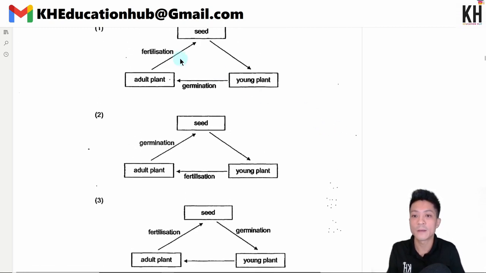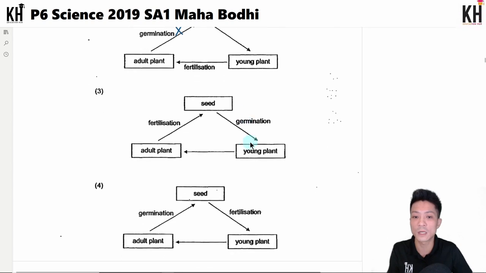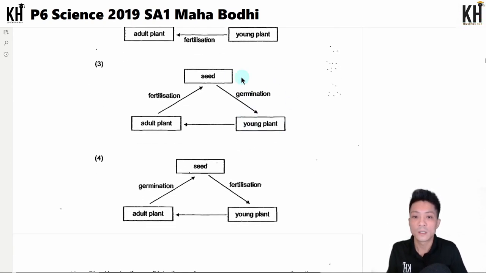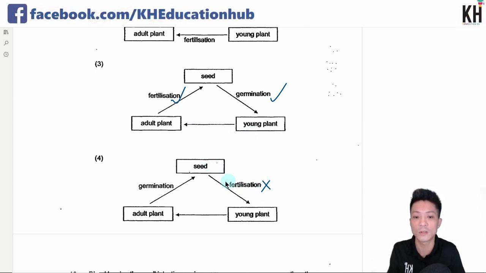Okay, we have fertilization, and germination is not over here, so 1 and 2 are out. Okay, seed will germinate into a young plant, then an adult plant, and then the adult plant will produce flowers, and after fertilization, they will produce seed. Option 4 is wrong because seed do not go through fertilization to become a young plant. Answer is number 3.